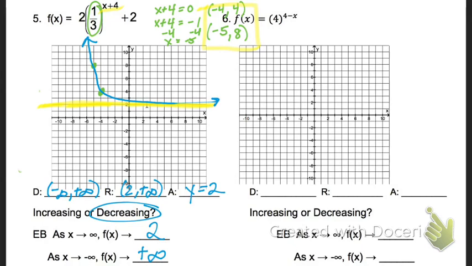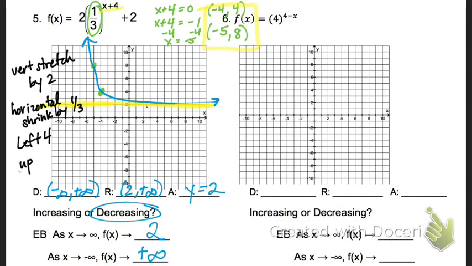Okay, I want you to try number 6. Oh, wait, we got to write our transformations first. Sorry. Let's name some transformations. Vertical stretch by 2. What's another one? Horizontal compression. Good. Horizontal shrink or compression by 1/3. Oh, the fraction. Left or right? Left 4, and then up 2. Up 2. Great. I'm getting it.